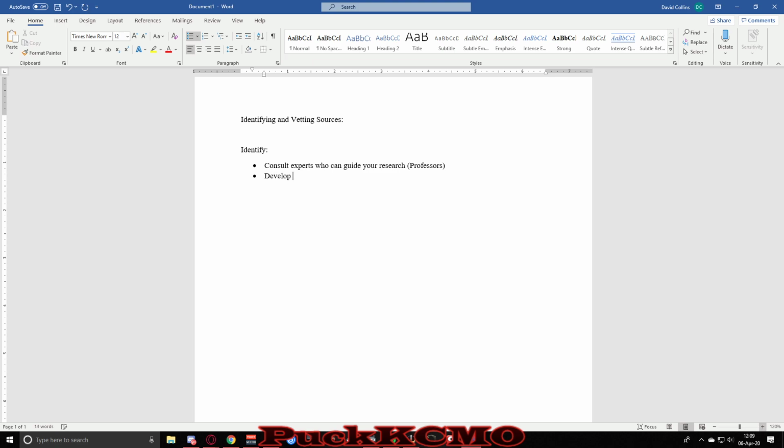Then you want to start working on developing a working knowledge of standard sources. When you look at developing a working knowledge of standard sources, what you're really concerned about is you want to look at bibliographies. You want to look at citations within magazines and things of that nature.